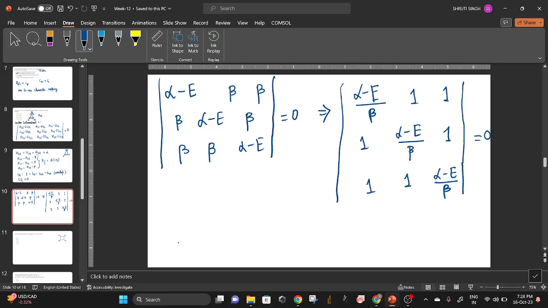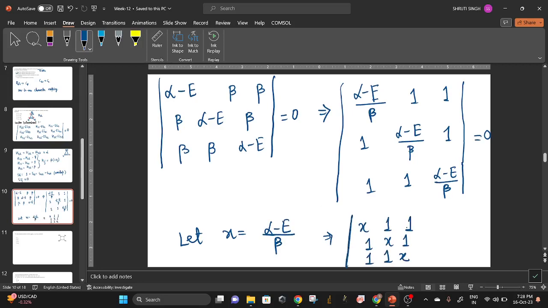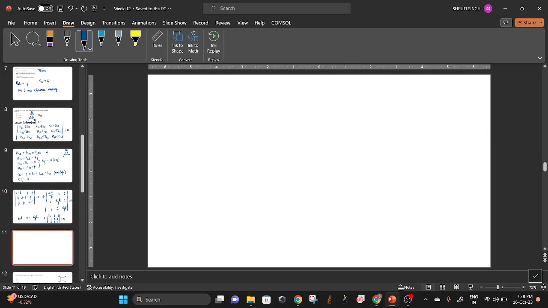Okay, so let us take x equal to alpha minus E by beta. Then this determinant will become x 1 1; 1 x 1; 1 1 x. This is equal to 0. This is just for simplification. So when I am solving this determinant, it will be x square minus 1.